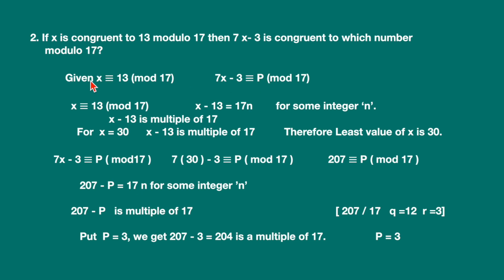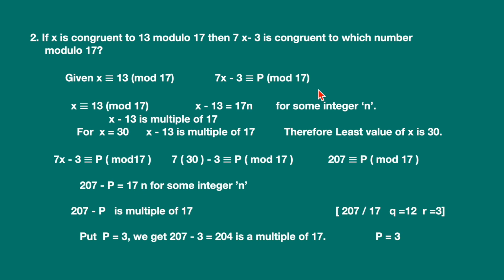Okay, let us start from here. They have given x is congruent to 13 mod 17. That means x minus 13 is equal to 17n for some integer n. x minus 13 is a multiple of 17. Is it not? Okay. So if we put x is equal to 30, we can see that 30 minus 13 is 17, which is a multiple of 17. Therefore, the least value of x is 30.